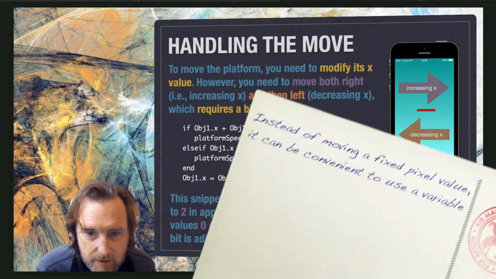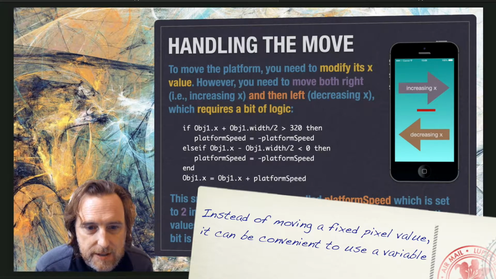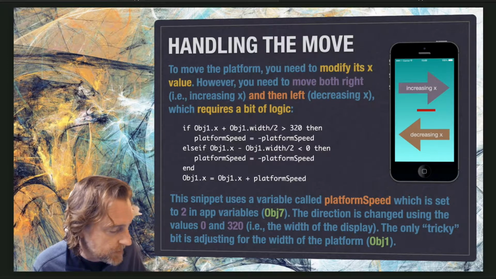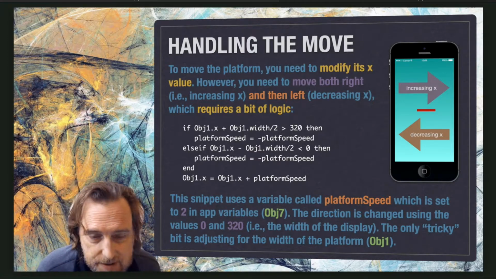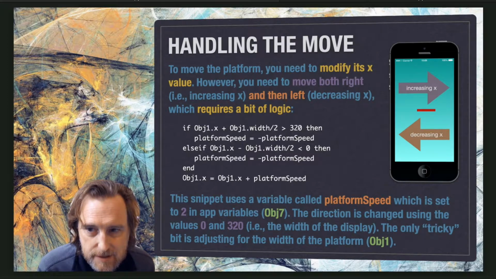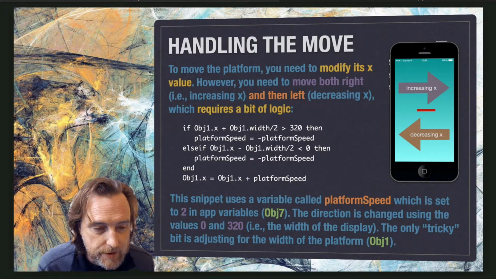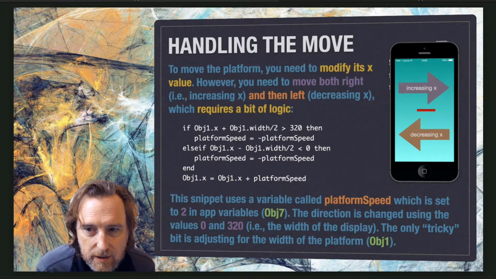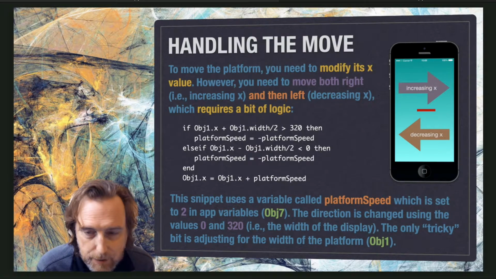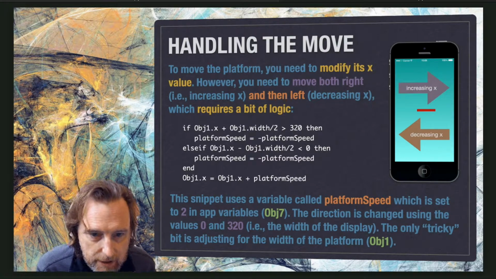that I want. You'll see in this example, I've actually not used a fixed number. Instead, I've used a variable. I call it platform speed. And if you peek in the code, I think it's set to 2. This is nice because the trickiest part of this is to know when to stop moving to the right and start moving to the left, or when to reverse direction. Likewise, moving to the left, we take a certain number of pixels off of the x location. So we subtract from the x location to move it to the left.